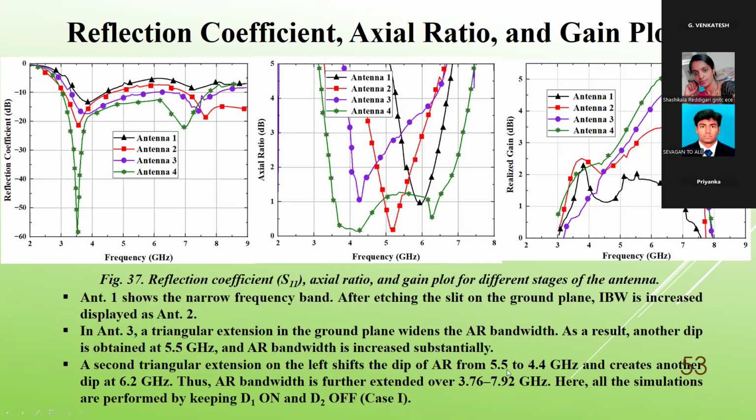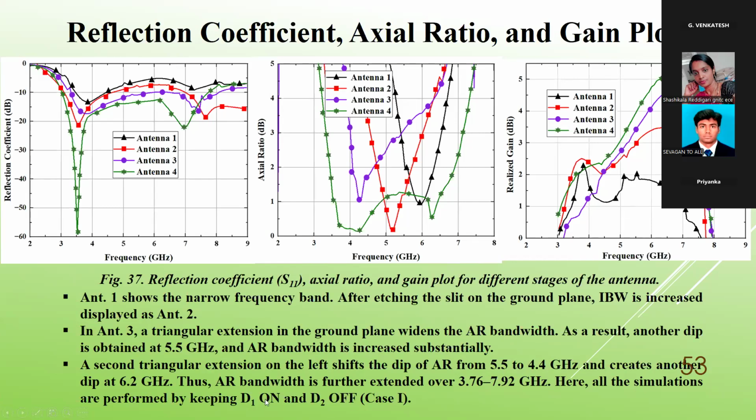As a result, another dip is obtained at 5.5 GHz. So the bandwidth is increased substantially. The second triangular extension from the left side gives a dip shift from 5.5 to 4.4 GHz, and creates another dip at 6.2 GHz. So the axial ratio bandwidth with further extension gives 3.76 and 7.92 GHz. This is performed by keeping D1 on and D2 off.